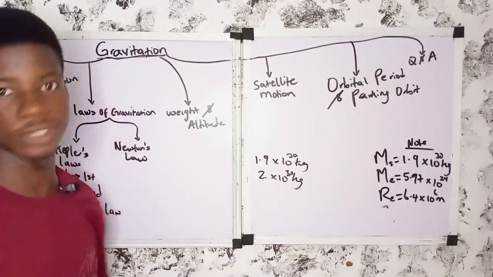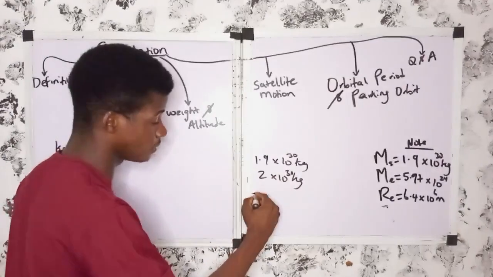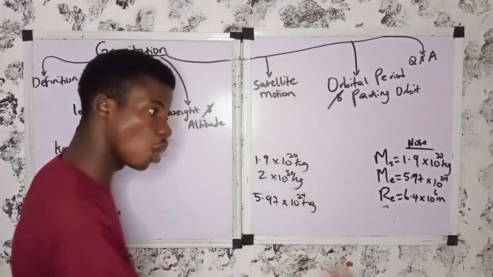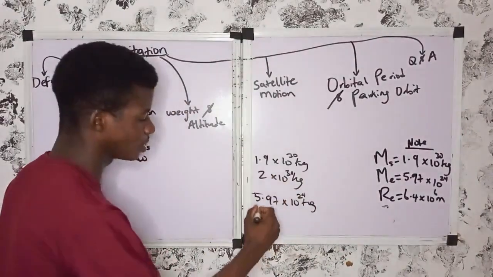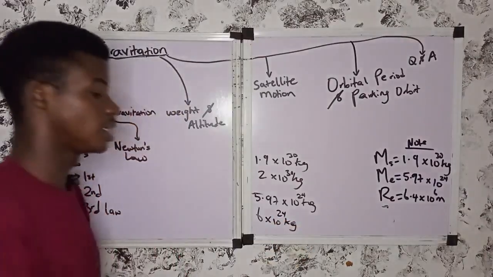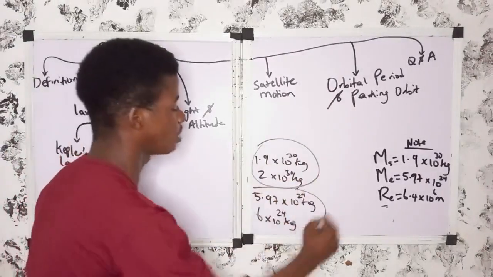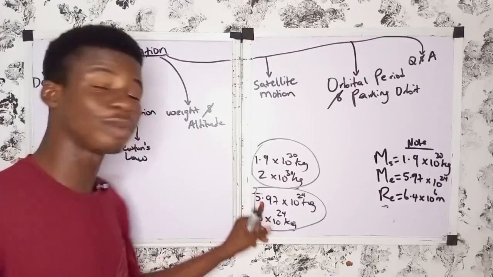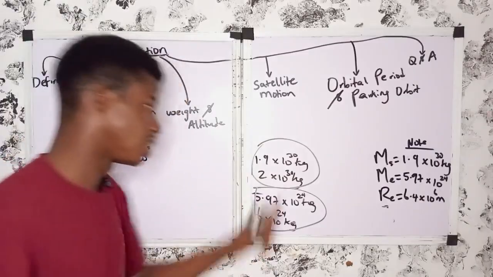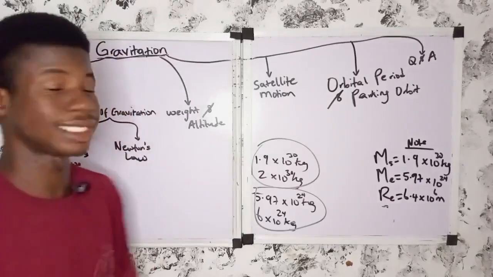Then the next one is the mass of the earth. The mass of the earth is approximately 5.97 times 10 raised to 24 kg, or when you approximate, it can be 6 times 10 raised to 24 kg. It's very important, take note of them. The mass of the earth can be 5.97 times 10 raised to 24 kg or 6 times 10 raised to 24 kg. The mass of the sun can be 1.9 times 10 raised to 30 or 2 times 10 raised to 30, which is the same thing.